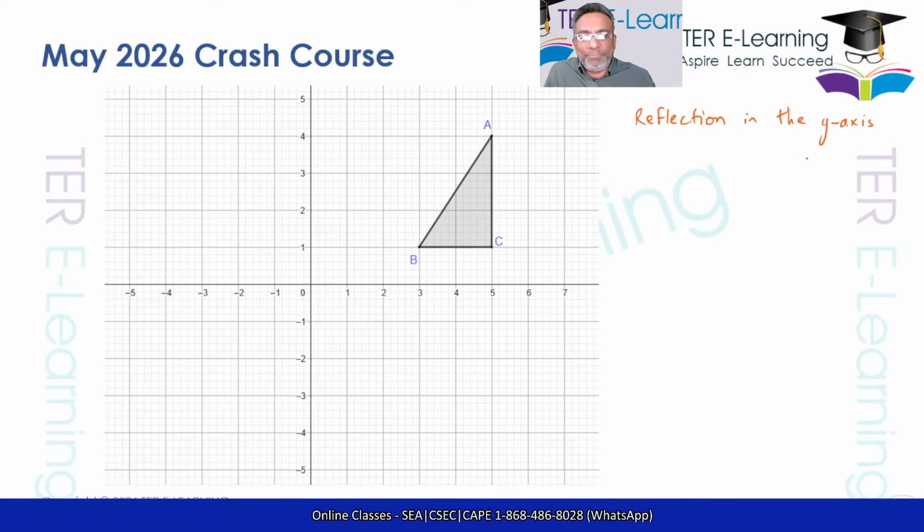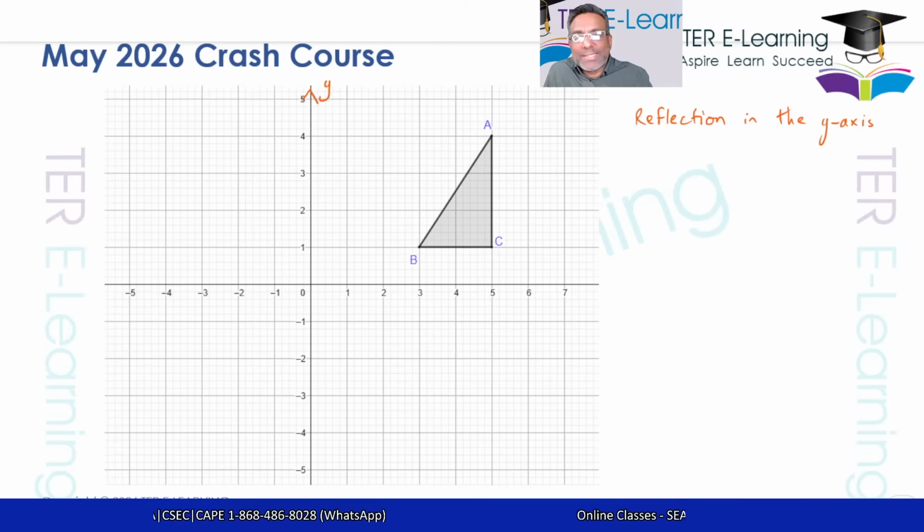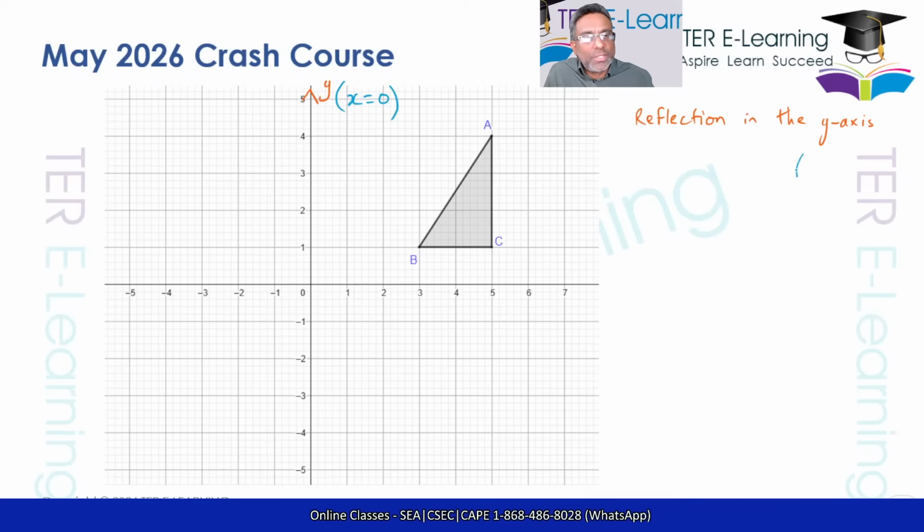Right? Now, when it comes to the y-axis, up here, this is your y-axis, and that is also known as the line x is equal to 0. Right? The y-axis is the line x is equal to 0. So you all need to know that. So the x-axis is also referred to as the line y is equal to 0.